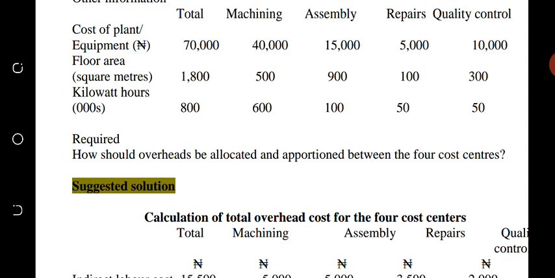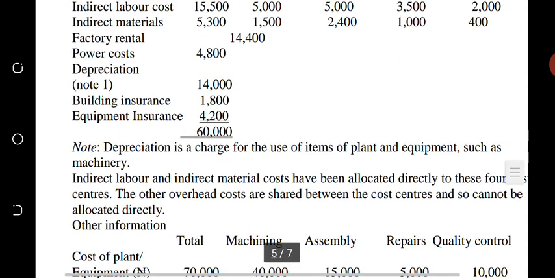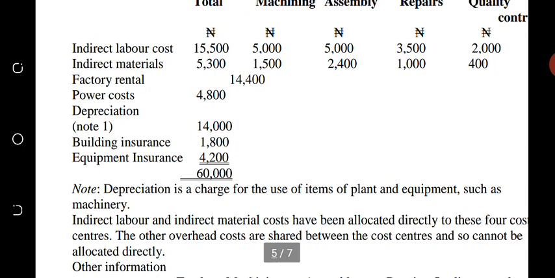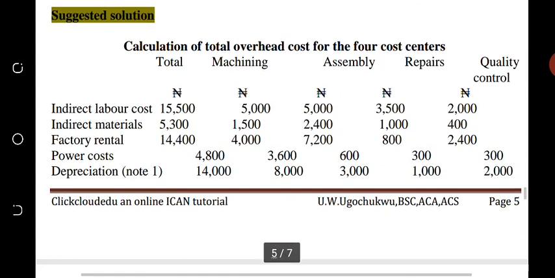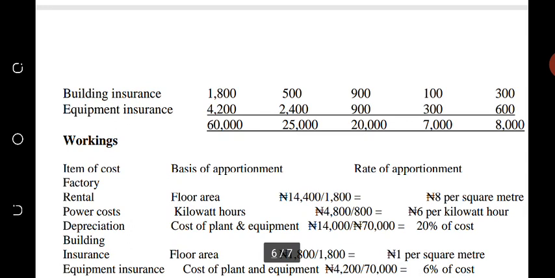So the space occupied by each center matters: the higher the space, the higher the cost, because someone in a bigger apartment will pay higher rent than someone in a smaller apartment. So for factory rent, we can apportion it using what? Using floor area, and the total is 1,800. So the base for apportionment is the floor area.